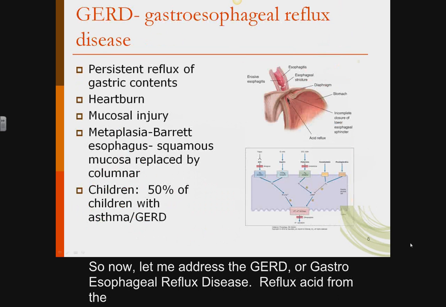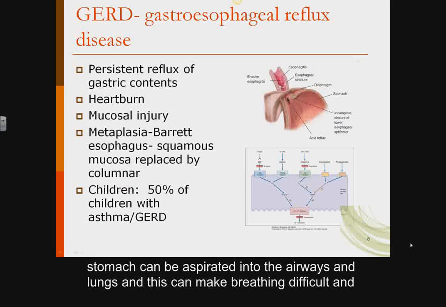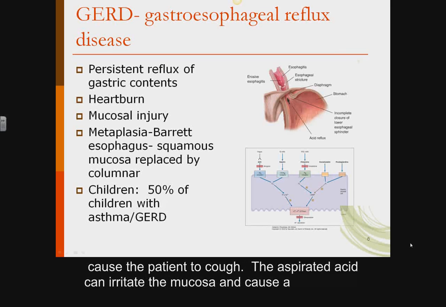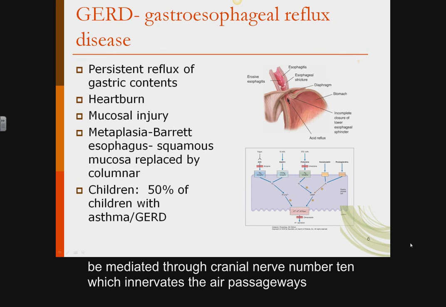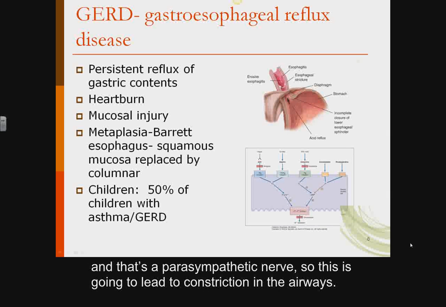Let me now address GERD, or gastroesophageal reflux disease. Reflux acid from the stomach can be aspirated into the airways and lungs, and this can make breathing difficult and cause the patient to cough. The aspirated acid can irritate the mucosa and cause a reflexive triggered nerve response, and this causes the airways to narrow. This is mediated through cranial nerve number 10, the vagus, which innervates air passageways. It's a parasympathetic nerve, so this will lead to the constriction of airways.